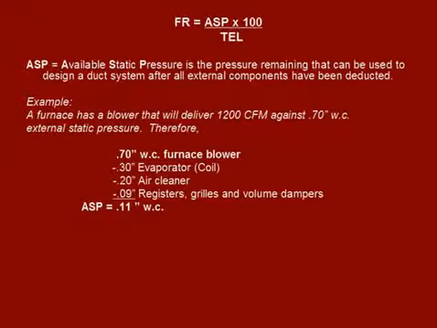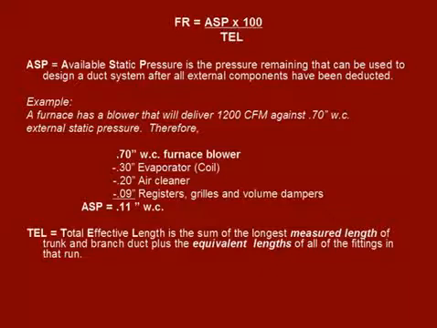Now you say, oh, that's great, I've got 0.1, that's what I need for a duct system. Not so fast. That's not enough. That's not nearly enough. Let's finish this equation. We're trying to solve for friction rate. We know what the available static is. It's always times 100 because we're using a duct calculator. And the TEL now is what we have to determine. TEL is the total effective or total equivalent length, the sum of the longest measured length, measured with a ruler, of trunk and branch duct plus the equivalent length of all the fittings in that run.